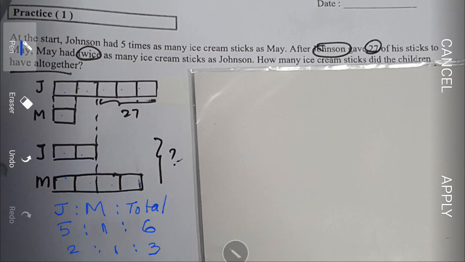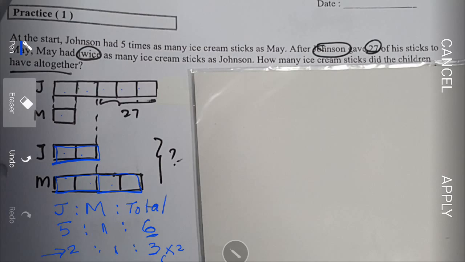But if that is so, this is how the 3 units look like. 1, 2, 3. So what we are interested is everything in terms of 6 units. So we're going to change this one here to 6 units. 3 times 2 equals to 6, right? 3 times 2 equals to 6.